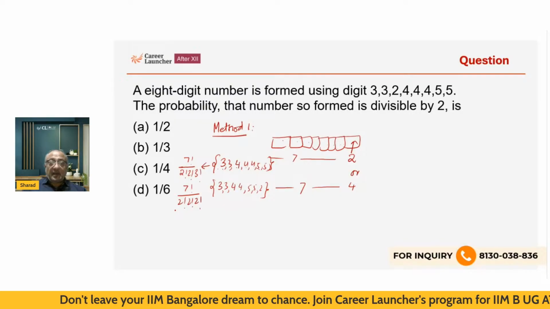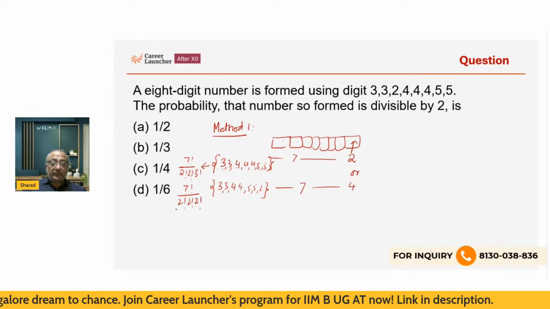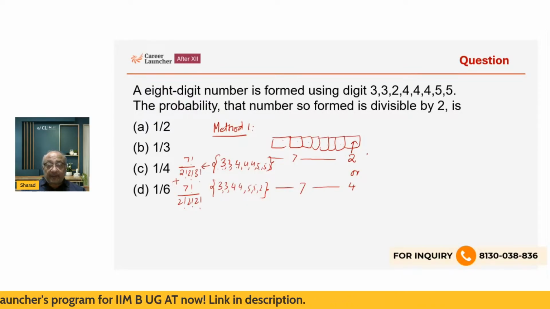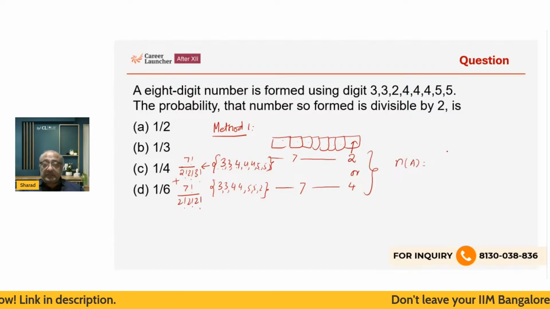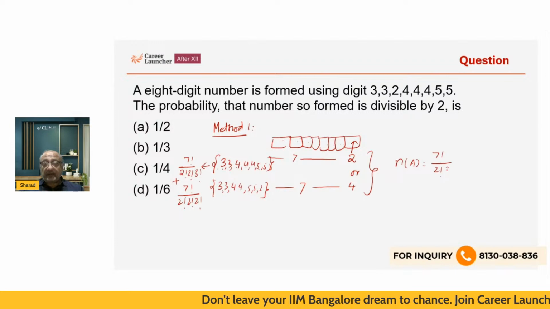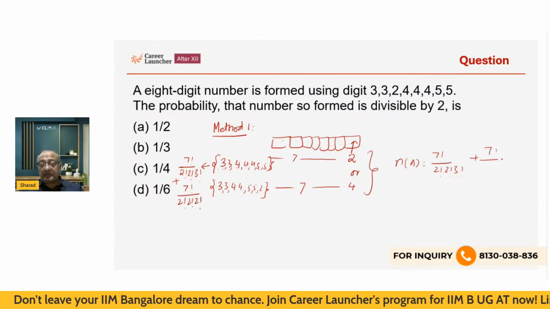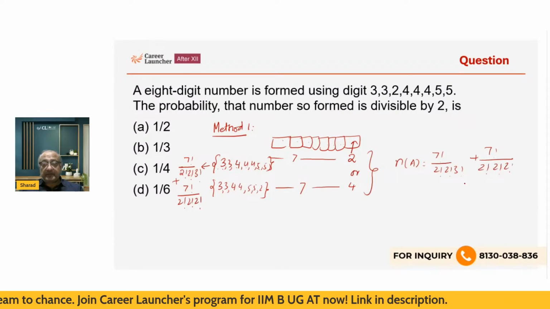Correct. Understood. Now what you have to do? These are the favorable cases. How many favorable cases do you have? Number of A is equal to 7 factorial by 2 factorial into 2 factorial into 3 factorial plus 7 factorial upon 2 factorial into 2 factorial into 2 factorial.